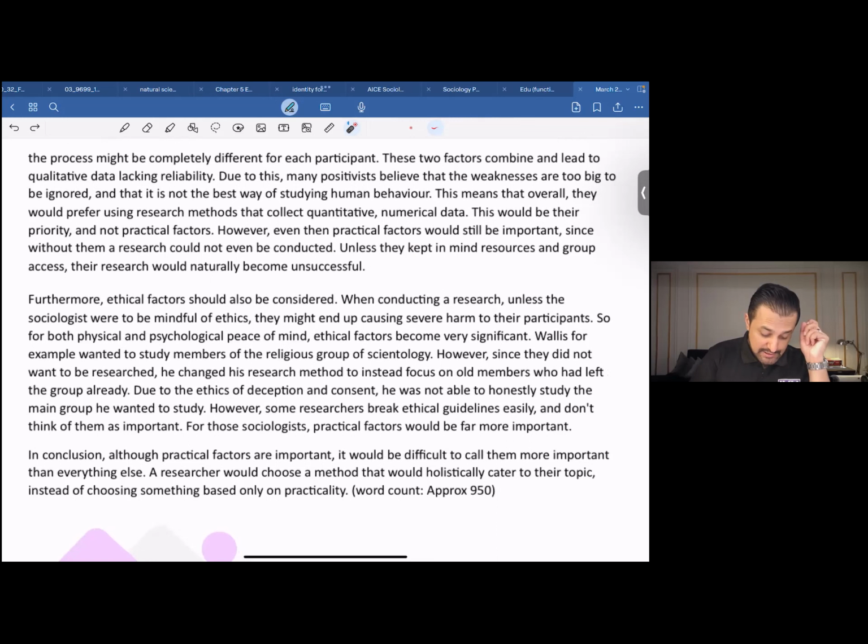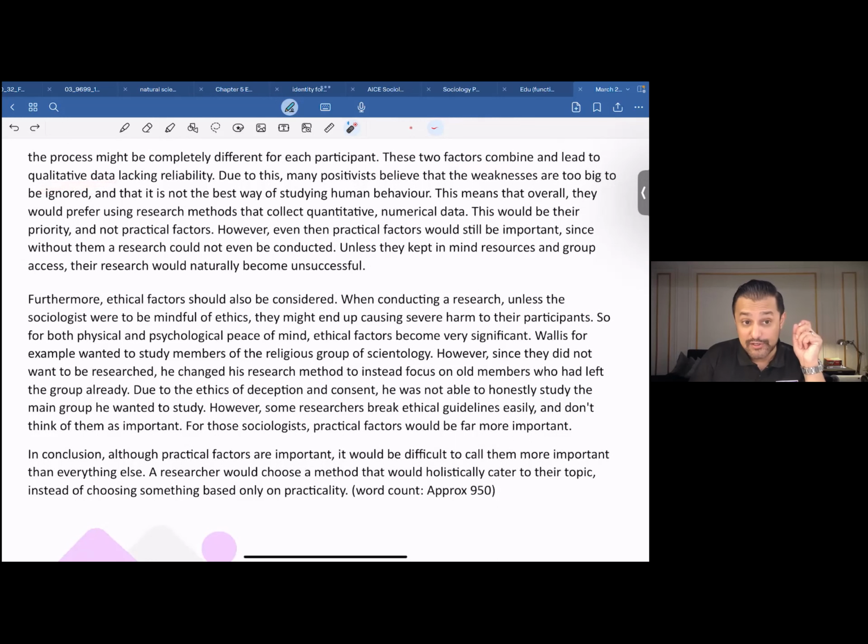These two factors combine and lead to qualitative data lacking reliability. Due to this, many positivists believe that the weaknesses are too big to be ignored and that it is not the best way of studying human behavior. This means that overall they would prefer using research methods that collect quantitative numerical data. This would be their priority and not a practical factor.